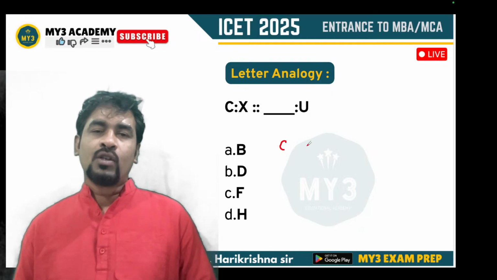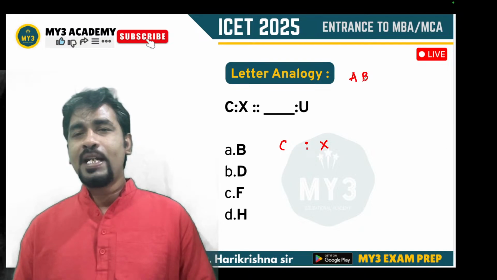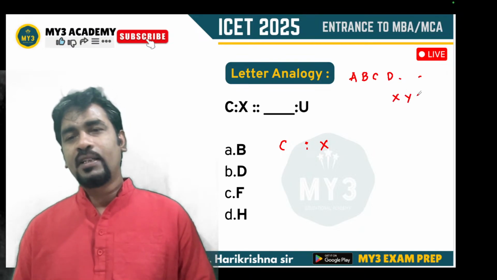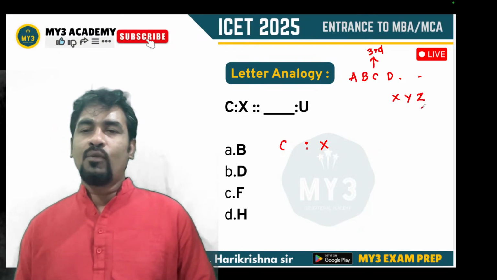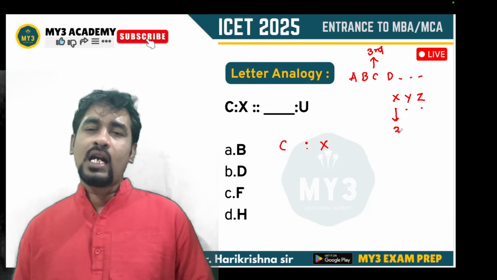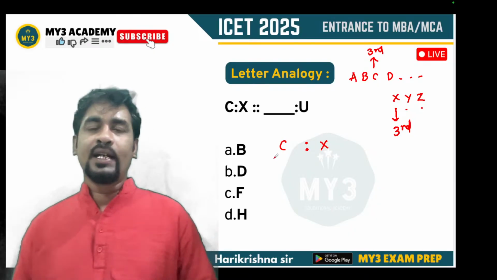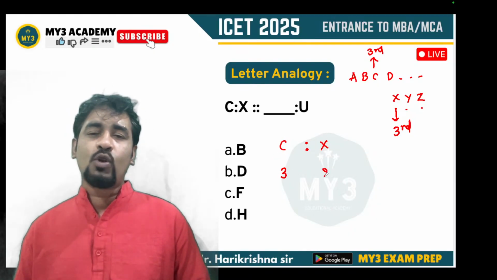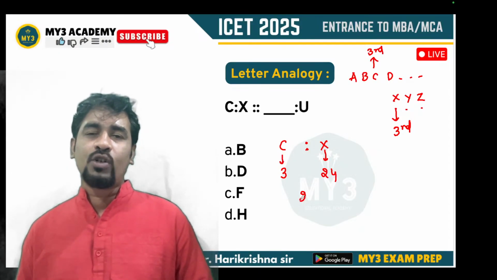So C is X. What is the relation? You can observe A, B, C, D, E, F and so on, X, Y, Z. C is the third alphabet from the start, and X is also the third alphabet, but from the last. That means these are opposite letters. Whenever you see opposite letters, the sum of the opposite letters is always 27. So this is 3, this is 24, and the sum is 27.